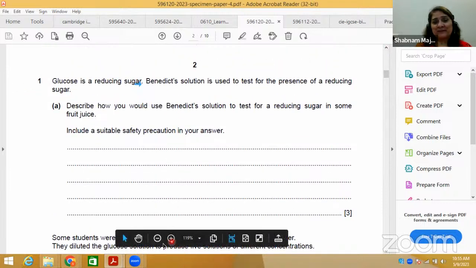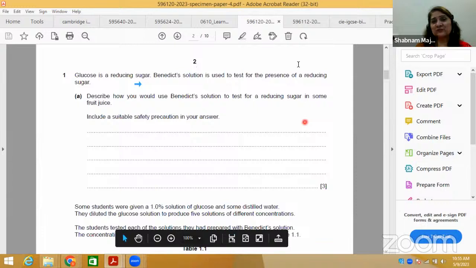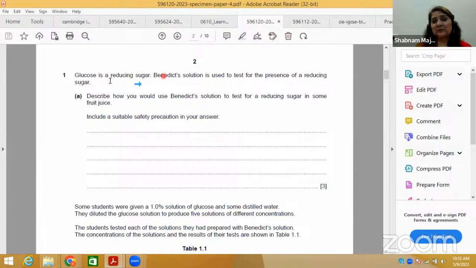Look at this, it says glucose. Now look at investigation based question number 1. He's saying, underline this: glucose is a reducing sugar, Benedict solution is used for this. Describe how you would, what is the command word here? As in paper 2, describe how you would use Benedict solution to test for reducing sugar in some fruit juice.